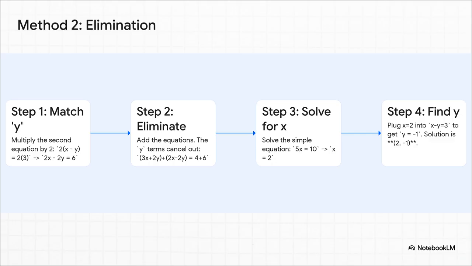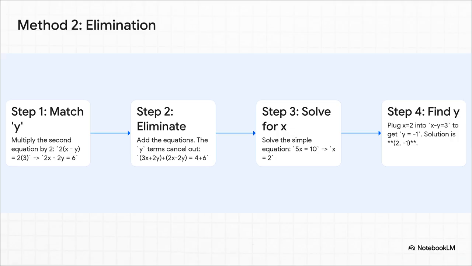All right, now for elimination. The goal here is totally different. We want to engineer a situation where one of the variables just cancels itself out. Look here, we've got a plus 2y in the first equation and a minus y in the second. They're so close to being perfect opposites.